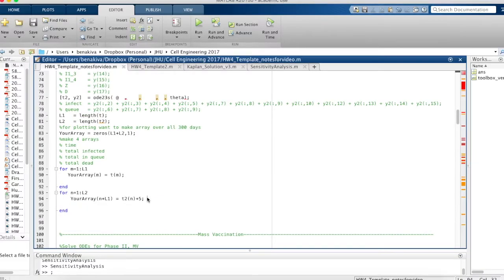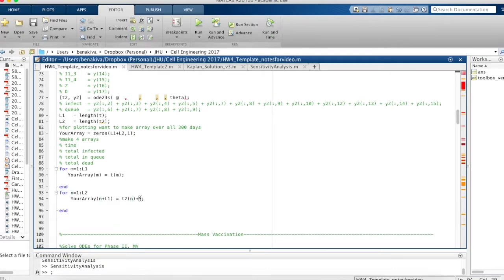plotting. And I should just mention the reason you have +5 here: this line is showing you an example of how you would input the time points for phase 2 into your array. So you're going to do n, because that's the time point in phase 2 that you want, but you want to add it to n plus L1 since you already have all these points from phase 1. So you want to add your new time points from phase 2 after the phase 1 time points.